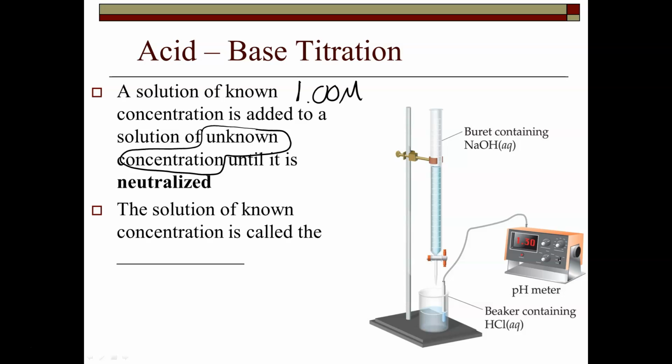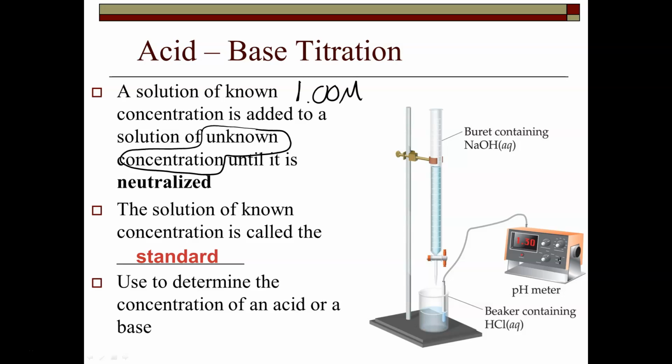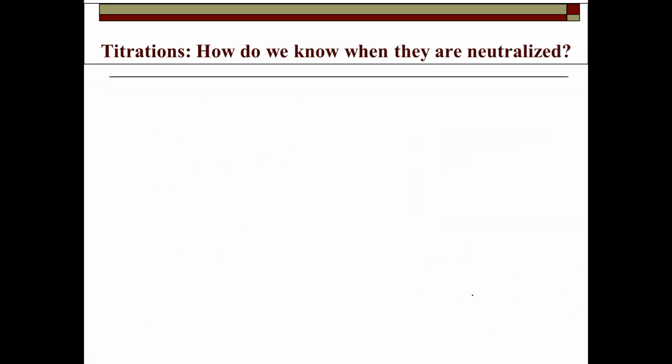So the solution of known concentration, for us it was the 1 molar sodium hydroxide. That is called a standard, and that is used to determine the concentration of an acid or a base that you're unsure of. The picture on the screen for you guys, it has them using a pH meter instead of an indicator, a color indicator like we used. And in this case, it was a beaker of hydrochloric acid, but it's the same general setup no matter what kind of titration you're really doing.